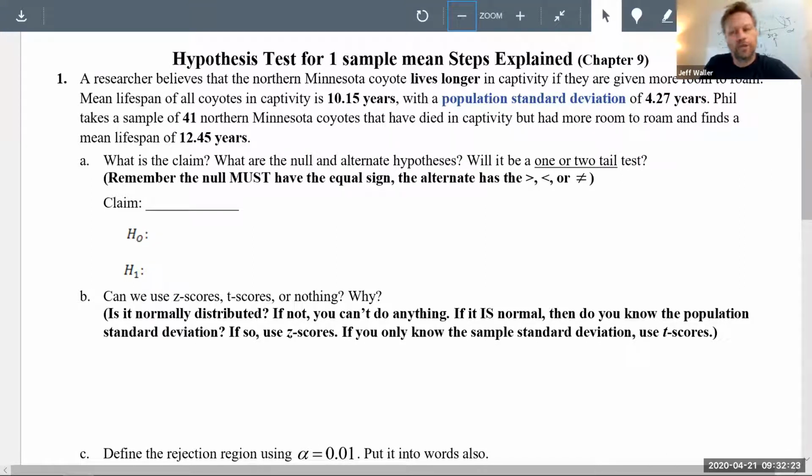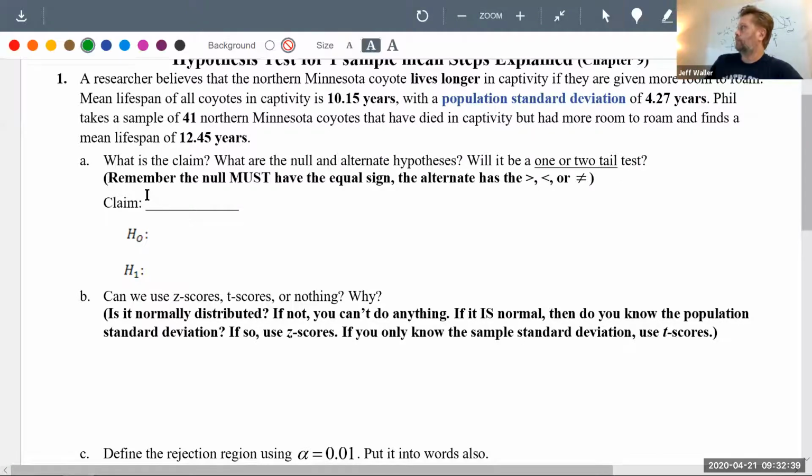You could write it down. And now I want to translate that into, in fact, I should have been more careful, on average, right? Their average length of life is longer than 10.15 years. So how do I write that in math right here? I can't make a mu symbol here.